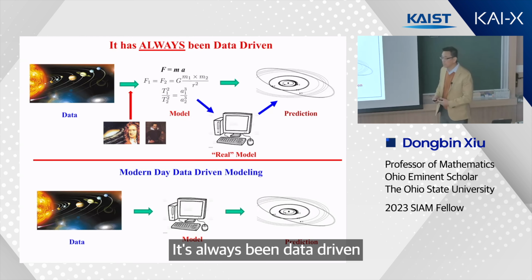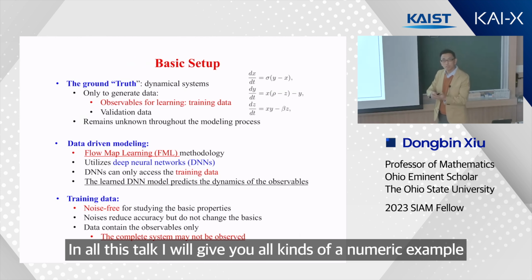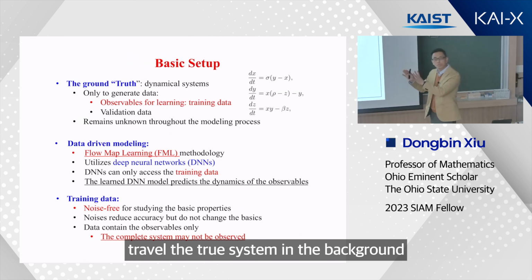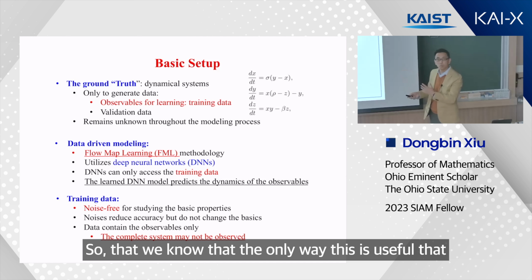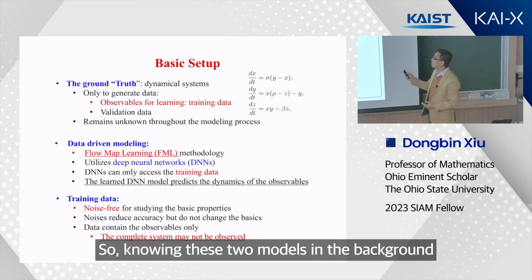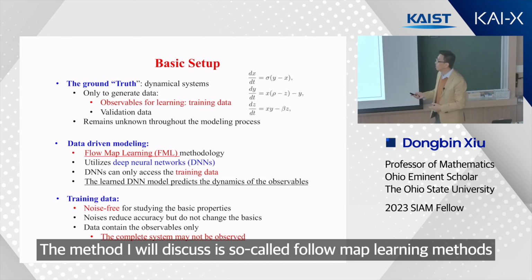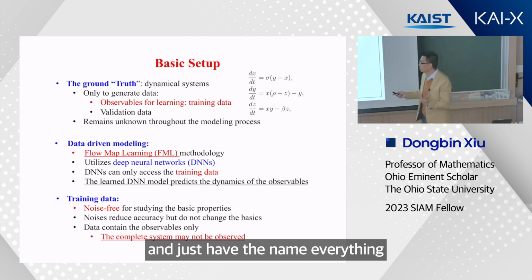It's always been data-driven. Before that, let me give you a basic setup. In all this talk, I will give you all kinds of numeric examples. In all the examples, we will sometimes have the true system in the background, so that we know that the only way this is useful is that it will be used to generate the training data and then to validate. So knowing this true model in the background in no way whatsoever helps the method. It's just the way to validate things. The method I will discuss is the so-called flow map learning method.